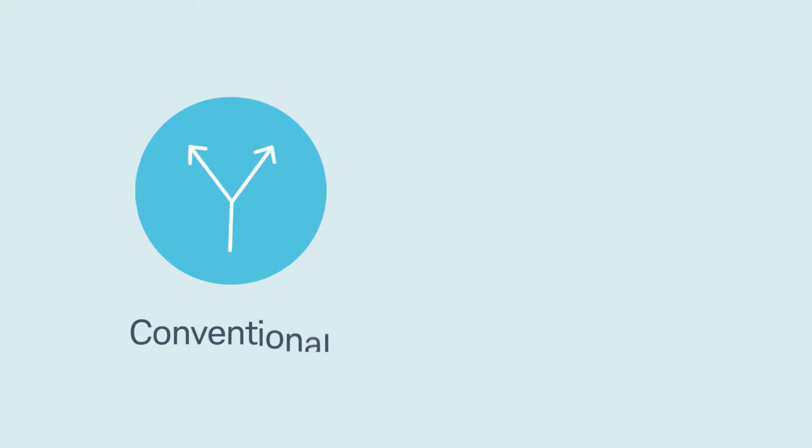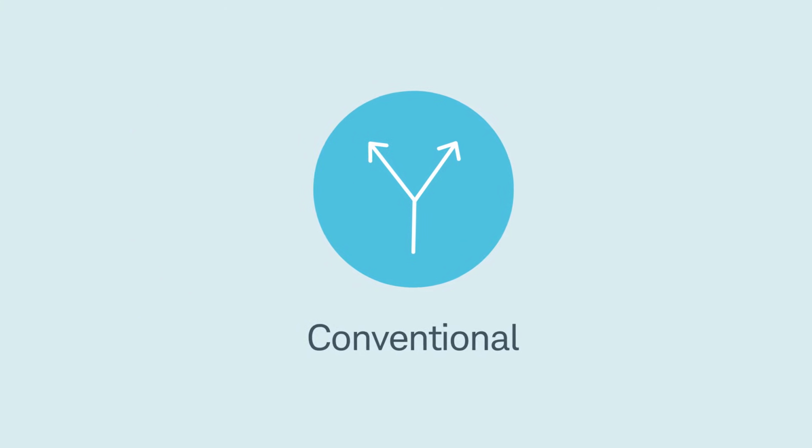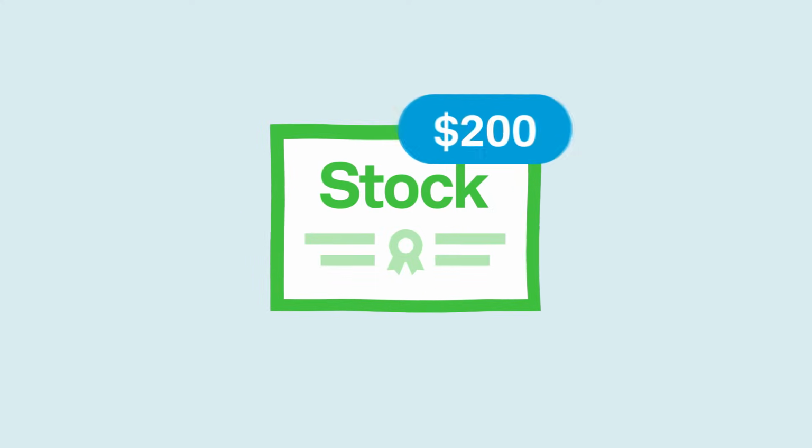Stocks go up, they go down, they go sideways, and sometimes they do something you might not expect. They split. There are two types of stock splits: conventional and reverse. A conventional stock split occurs when a company divides its existing shares into more shares.